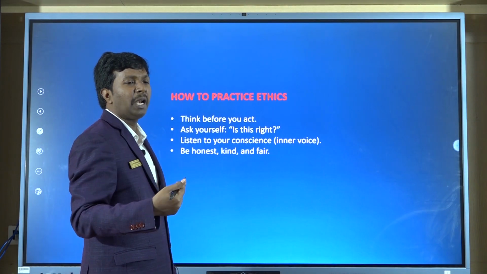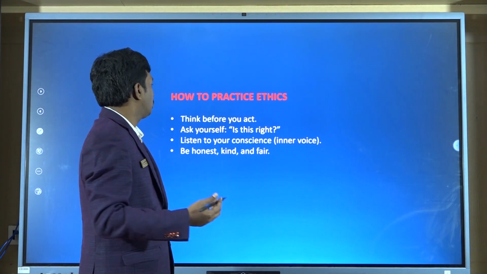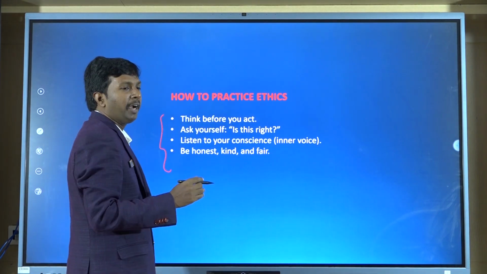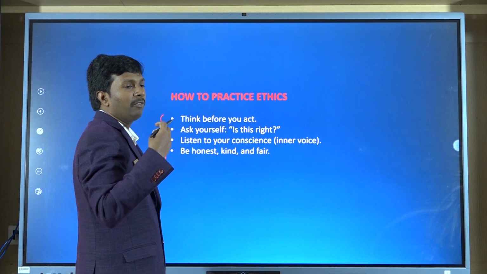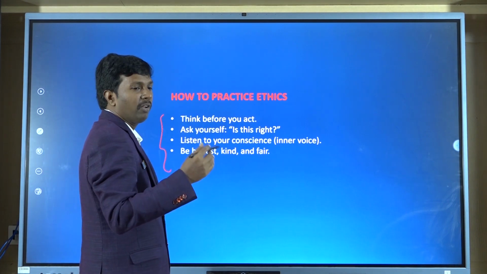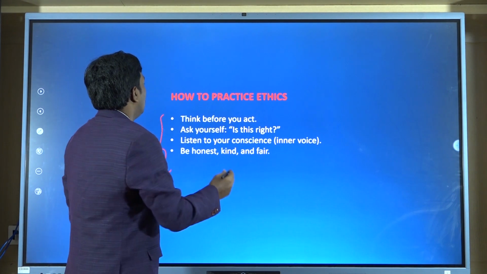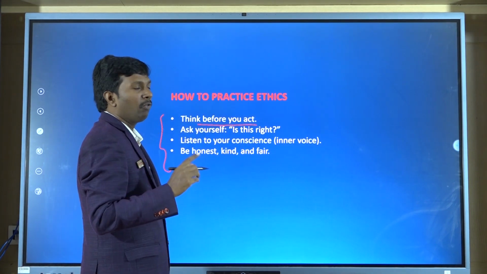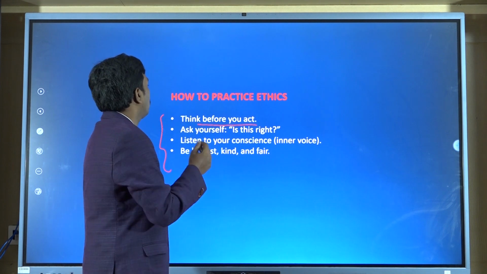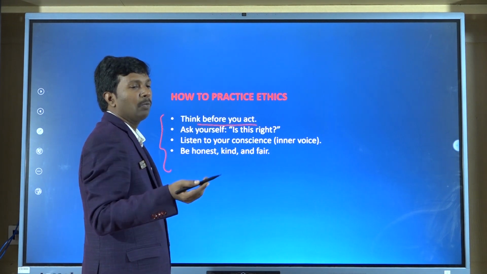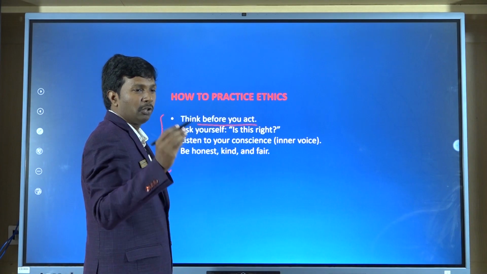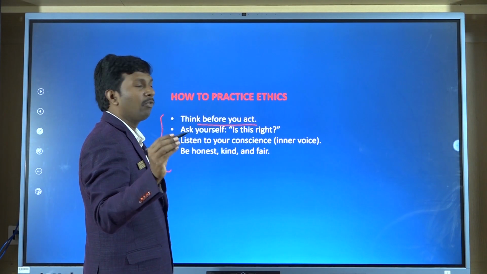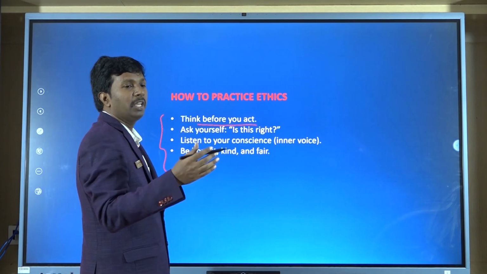So how do we have to practice ethics in our life? I have given 4 points here. If you remember all these 4 points, then we will follow ethical behavior in society and daily life. So think before you act. This is the first practical one in our society. Whatever we do, before that we have to think once. Is this the correct way or the wrong way, the right one or the bad one? So we have to think before doing anything.